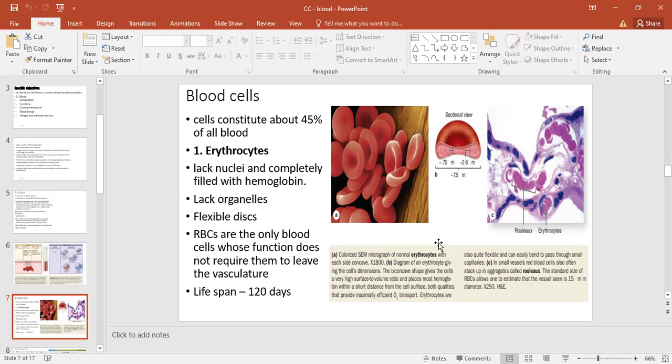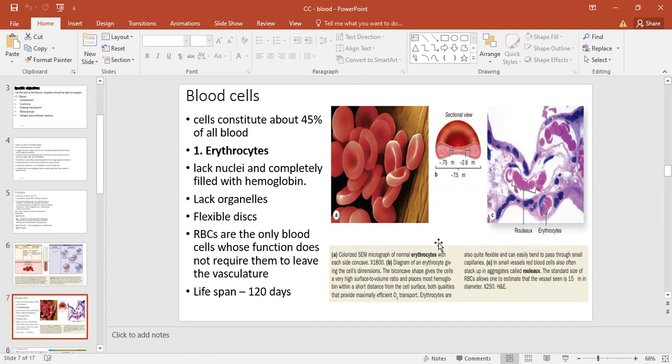So the erythrocytes now. At this level, we all know that erythrocytes don't have any nuclei, but they are filled with hemoglobin. They don't have any organelles so that they provide enough hemoglobin to attach to oxygen and carbon dioxide. They are very flexible. They can move even in very tiny blood vessels.